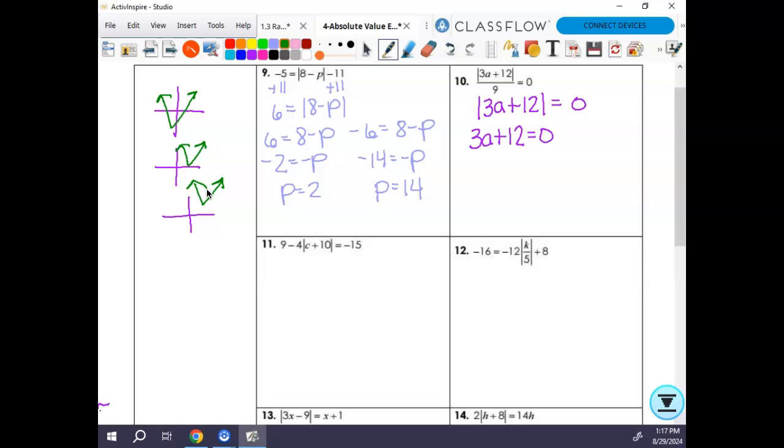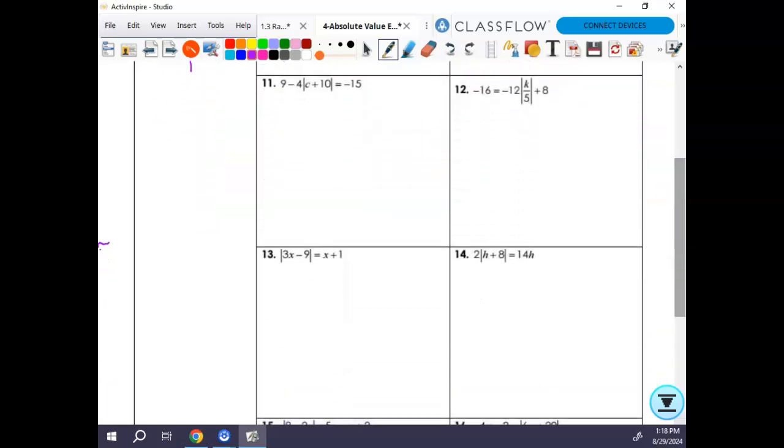And so then we subtract 12 from both sides. 3a equals negative 12. A equals negative 4. Everybody okay with that? Any questions at all? All right. So then, I was going to say, maybe we could skip this one. Let's go ahead and do 11.